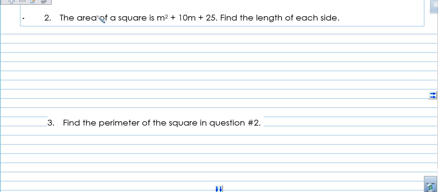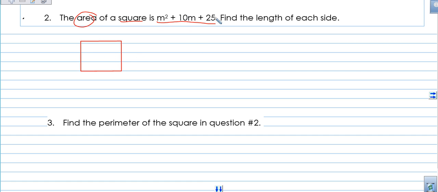Okay? So it says the area of a square is this. Find the length of each side. Well, the thing we need to know about a square is that all sides are the same. Okay? So they'll be equal. So I'm going to draw the best square that I can draw for you guys. Close enough for me. Okay? So we have our square. This side's going to be equal to this side.